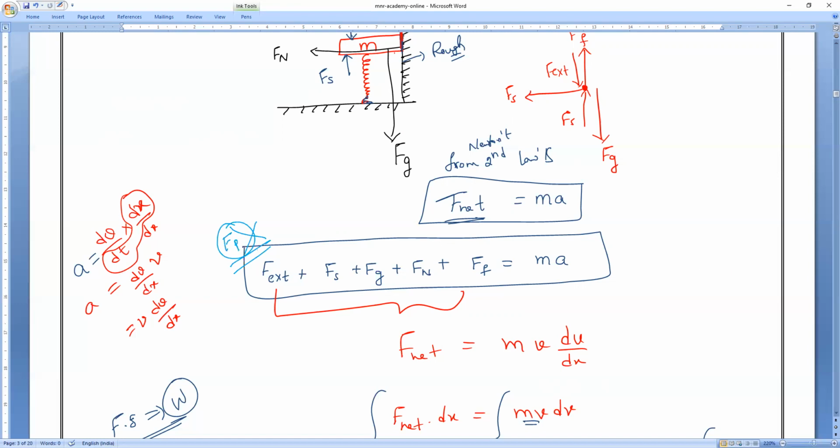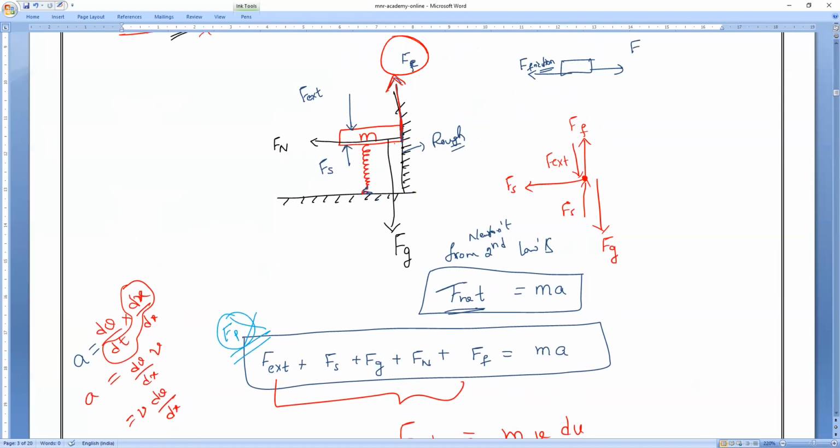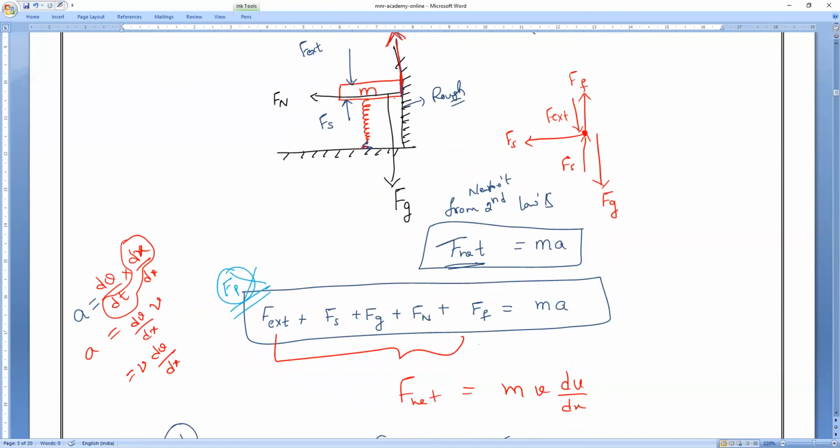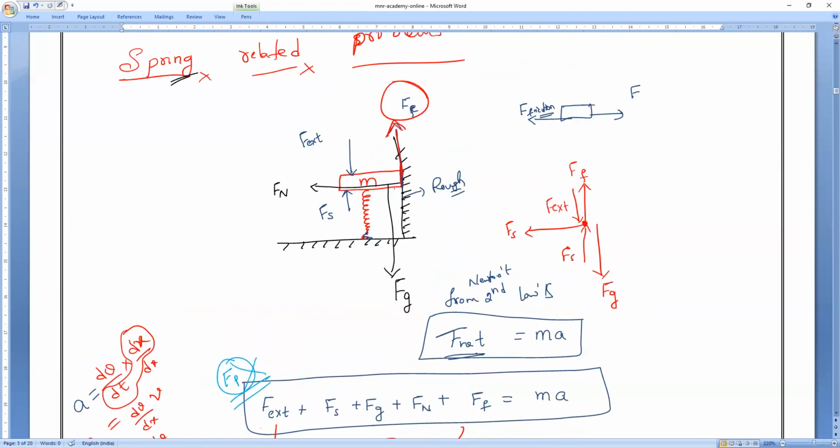So we are excluding the pseudo force and writing only F net is equal to external force plus spring force plus gravitational force plus normal force plus frictional force, which is equal to ma. Am I right or wrong, everybody? Now observe very carefully. In all these forces, one force is zero. Be smart and tell me which force is zero. Of course, I can consider the external force, maybe the applied force is zero, but I'm not talking about external force. You tell me some other force. What is that force which will become zero?